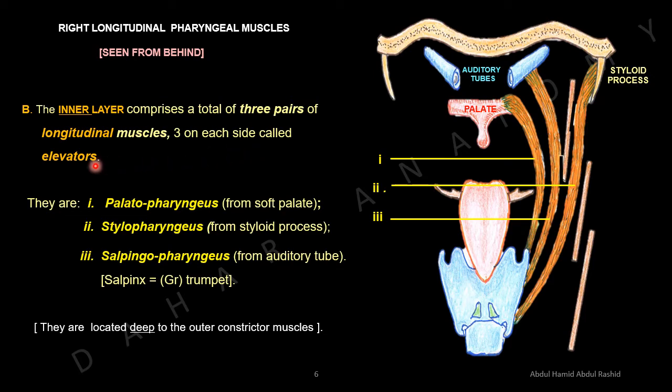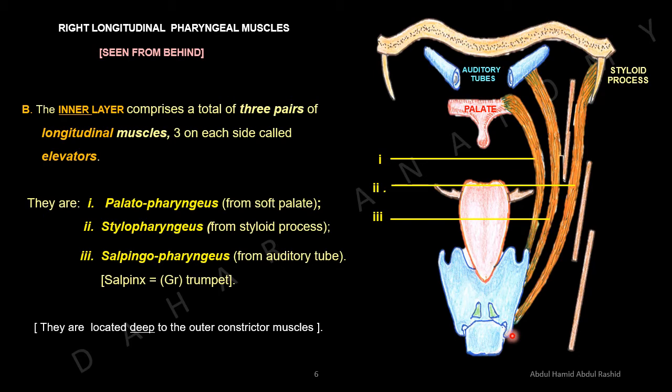Let's see the diagram first. We are looking at the right longitudinal pharyngeal muscles from behind. This is the base of the skull. This is the styloid process. This is the auditory tube. This is the palate, soft palate. And here is the pharyngeal part.